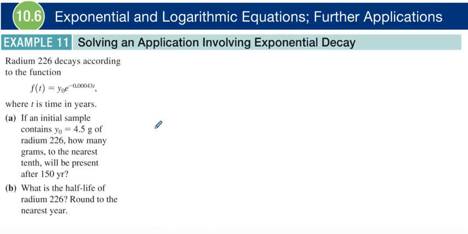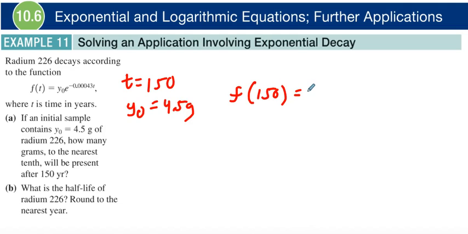So all we can basically do is plug it all in. We know that our t is going to be 150. They tell us that our initial value is 4.5 grams, and that's pretty much all we need to know. We just plug this in, and then use the calculator to tell us how many grams we're going to have. So f(150) is equal to our initial 4.5 grams times e to the power of negative 0.00043 times 150. Sweet. So that's the exact answer.